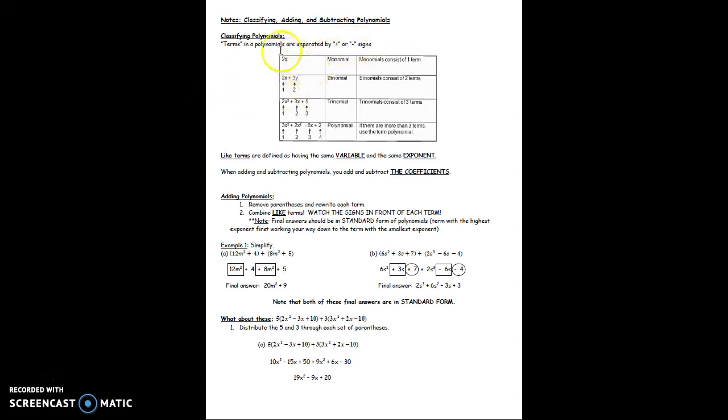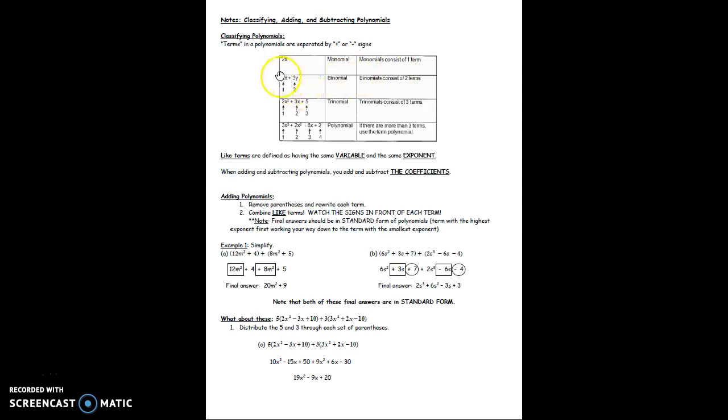So if I have something that's just a 2x, there is nothing else here that is being separated by addition or subtraction signs. So this is considered a monomial. This 2x is considered one term because that 2 and x are being multiplied together. They're not being added or subtracted. So they count together as one single term, which is a monomial.